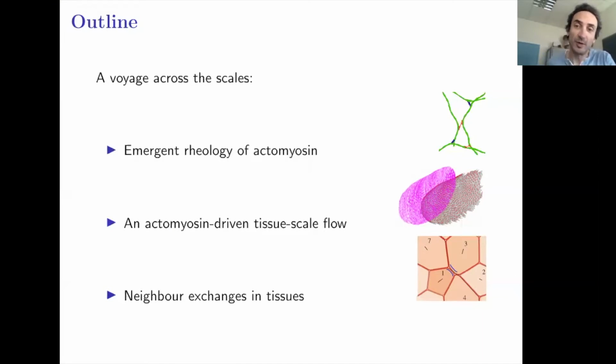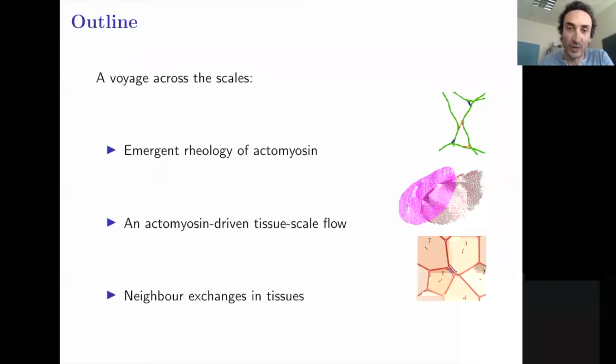Then we will go quite up in scale, because this is nearly 0.5 millimeter. So this is an embryo of the fruit fly Drosophila, on which we will have a look at tissue scale flow using concepts from that scale here, using the Reynolds law there. And then, because there is some missing gap between this scale and that scale, we will go back to an intermediate scale, the scale of a few cells, for neighbor exchanges in tissues.